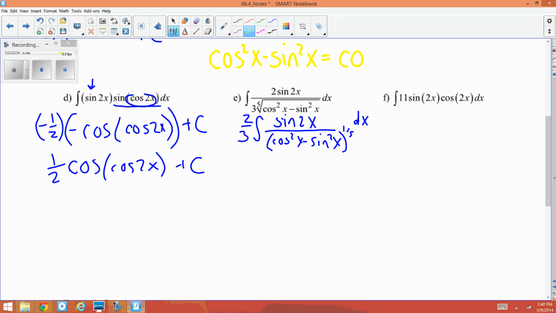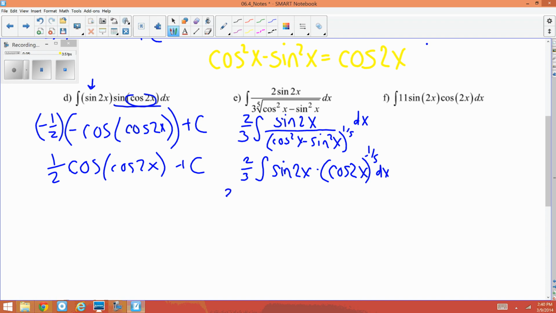this is equal to cosine of 2x. Right? That is a double angle identity there. So I'm going to go ahead and replace that now. So I'll have 2/3, and I don't like that being on the bottom, so I'm going to pull it up. Sine of 2x times, now again I have cosine of 2x, and this will be the negative 1/5 power.